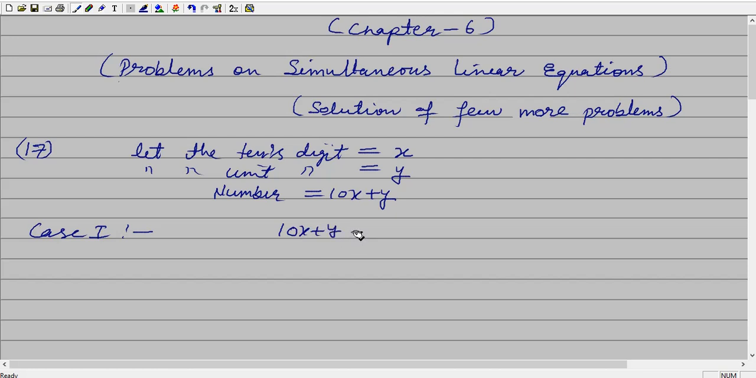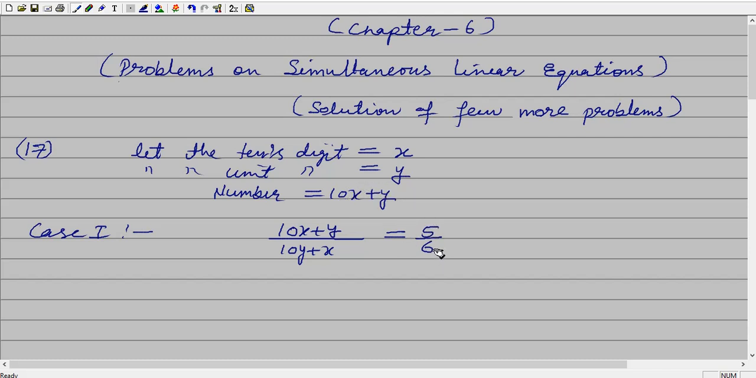The result of dividing a number of 2 digits by the number with the digits reversed is 5 by 6, means divided by 10y plus x. Just reverse the digits and the result is 5 by 6. Again I repeat: the number of 2 digits is 10x plus y, divided by the number with the digits reversed, which is 10y plus x, and the result is 5 by 6.